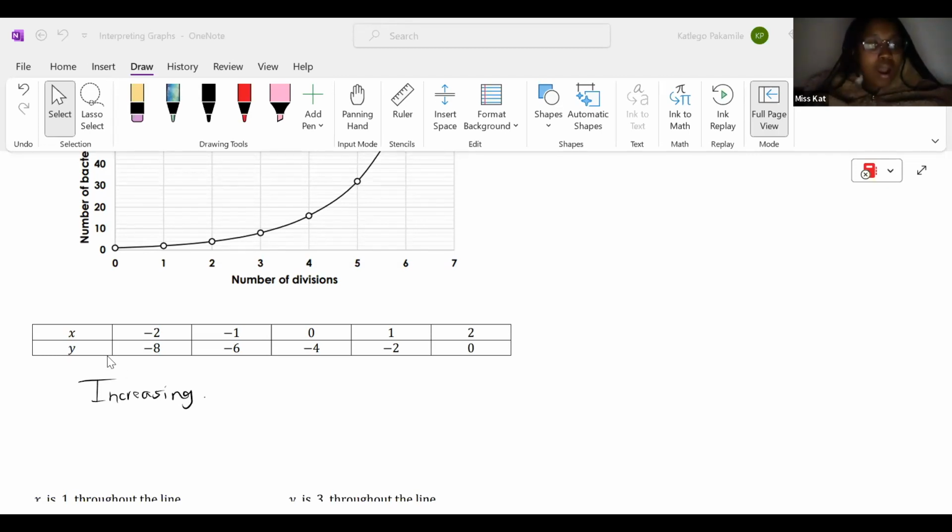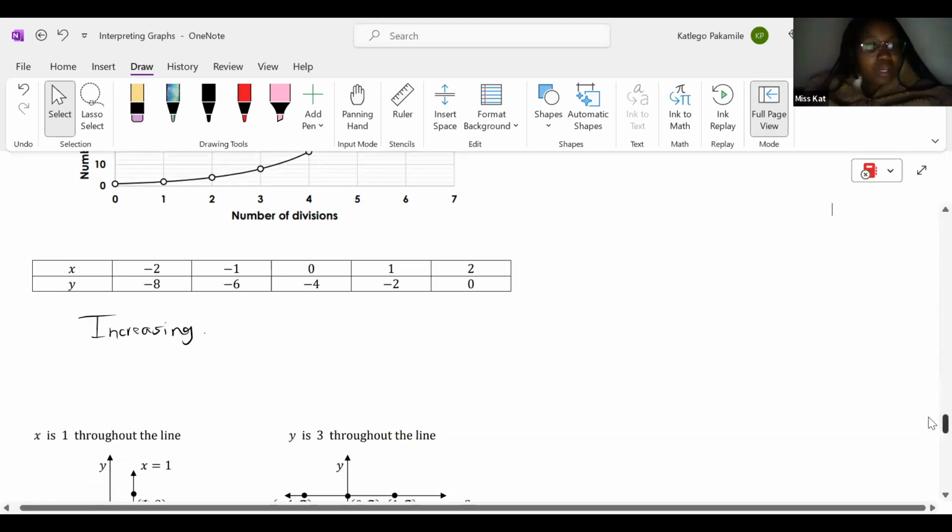And if you look at the y's, you have to look at both. It's going to be -8, -6, -4, -2, 0, 2, 4. That was also increasing. So it is indeed an increasing function because both variables are increasing. Remember, both have to be increasing, okay? Both have to be increasing.